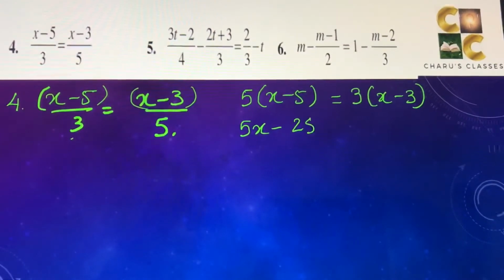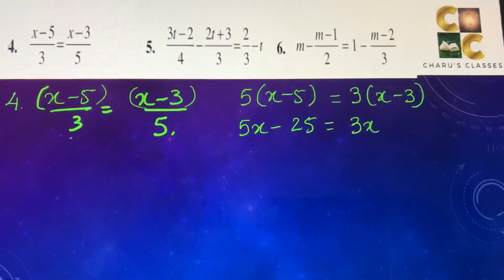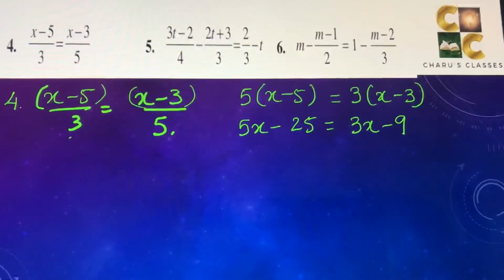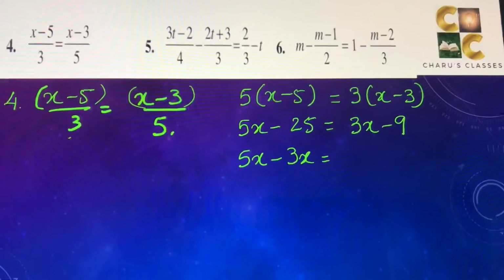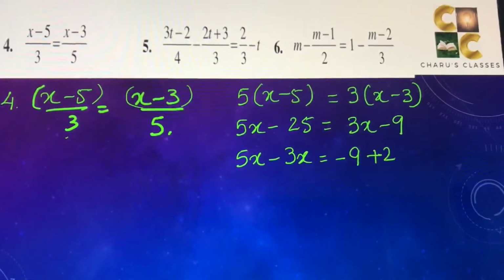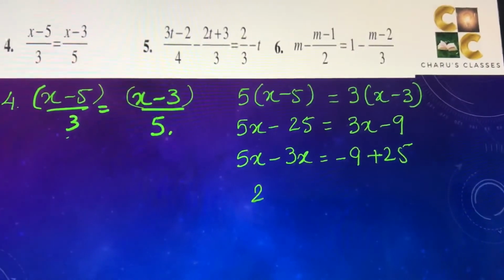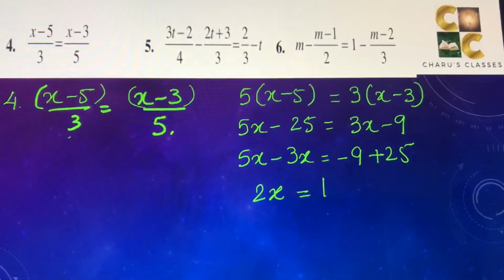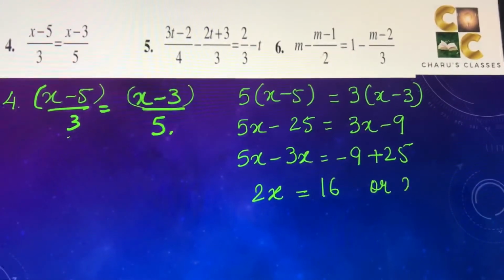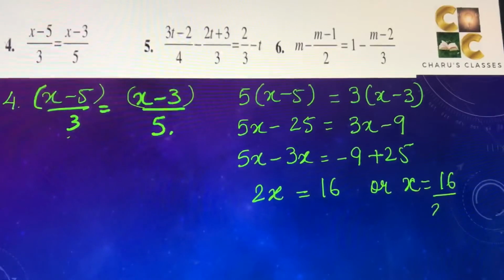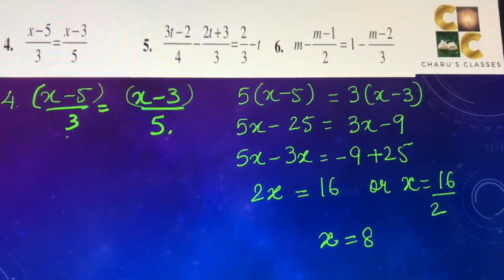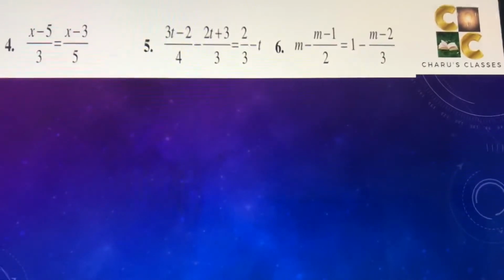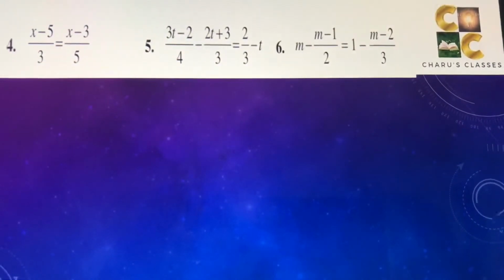That is 5x minus 25 is equal to 3x minus 9. We can say 5x minus 3x is equal to minus 9 plus 25. Or we can have 2x is equal to 16, which gives us x is equal to 16 by 2, which is 8. So here the answer is x is equal to 8. Question number 5.